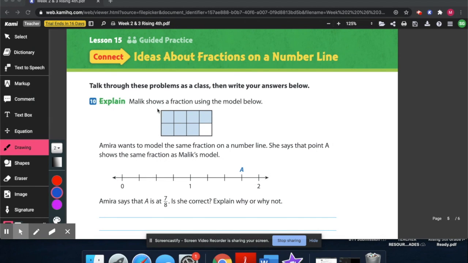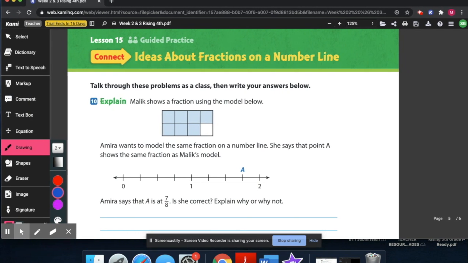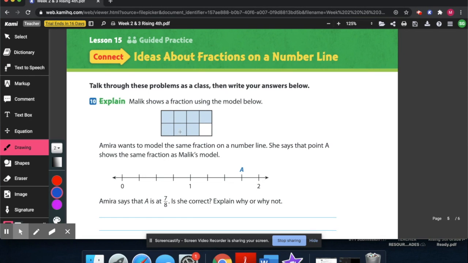Explain. Malik shows a fraction using the model below. Because it doesn't tell me what my fraction is for this model, the first thing I want to do is find out what the fraction is. If I count all the little squares, I get 8. That becomes my denominator because that is the total amount of equal parts I have. Now I look at the shaded part, and I know that's just one less than 8, so I can put 7 as my numerator. So I know my fraction is 7 over 8.